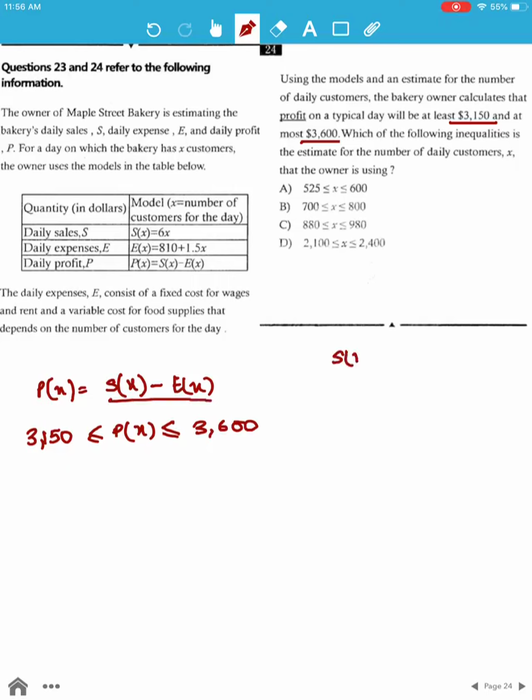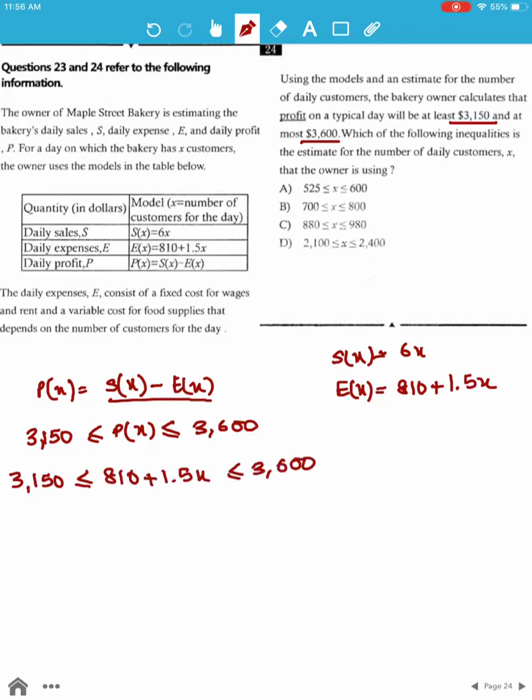Also, we know that the daily sales is 6x and the daily expenses is 810 plus 1.5x, which means that this has to be greater than or equal to 3,150 and it has to be less than or equal to 3,600. Now solving for x, we need to subtract 810 on both sides. Sorry, this is not 810 plus 1.5x, it's 6x minus 810 plus 1.5x.